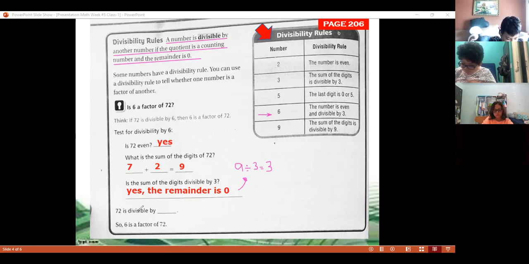Now, 72 is divisible by which number? Is it divisible by 6? You see, yes, it's a number that is even. And also, by adding the digits, the number 72 is divisible by 3. So we have a double check. So it means that 72 is divisible by 6. So 6 is a factor of 72.